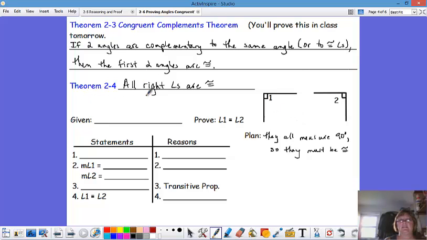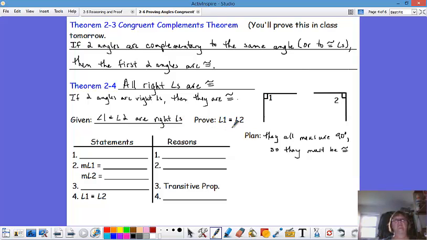Let's see, we should write this in if-then form. If two angles are right angles, then they are congruent. All right, and we're going to start with what we pictured, that angle 1 and angle 2 are right angles. And what we want to show is that they have to be congruent. We always start with given information. And what we're given here is that angles 1 and 2 are right angles.